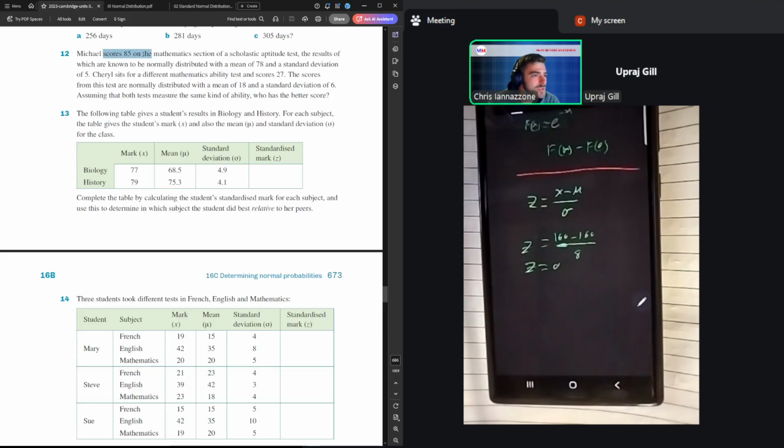Here's another. You've got some scores on math tests, mean, standard deviation, different person with different scores. This is a little bit different phrasing. Assuming both tests measure the same kind of ability, who has a better score given these distributions? So a score of 85, but it comes with a mean of 78 and a standard deviation of that, versus this one, which was a 27 score, but the mean was this and the standard deviation was this.